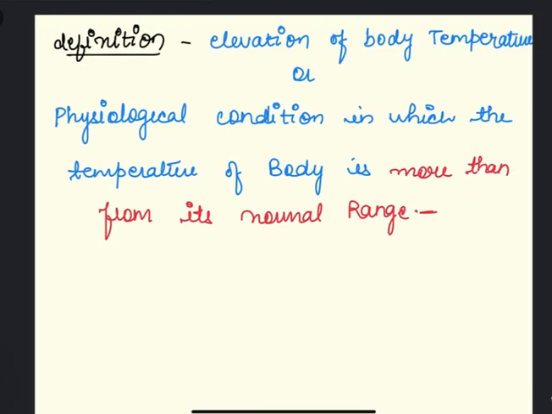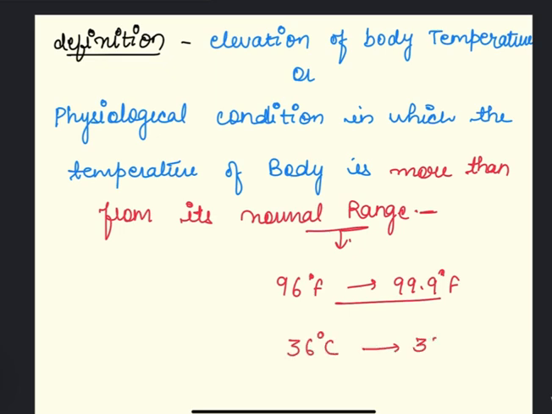So the definition of fever is elevation of body temperature or physiological condition in which the temperature of body is more than its normal range. Now, what is this normal range? This normal range we will be dealing in Fahrenheit as well as in centigrade. So in Fahrenheit it is 96 to 99.9 degree Fahrenheit, while in Celsius it is from 36 degree Celsius to 37.5 degree Celsius. You should remember this range because it is usually asked by examiner as well as during your final profs.